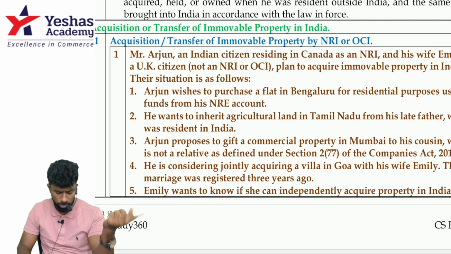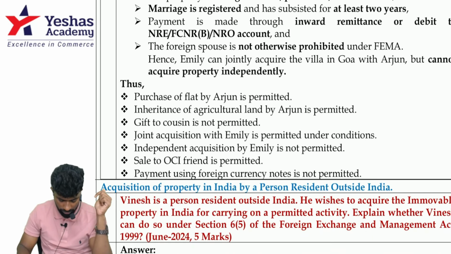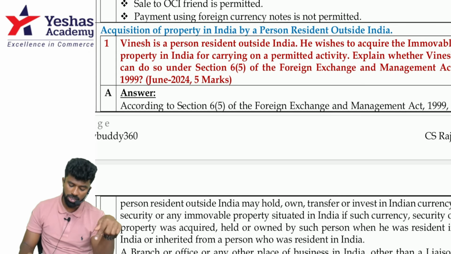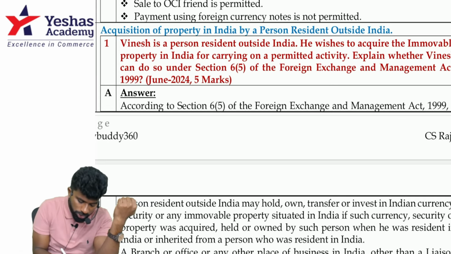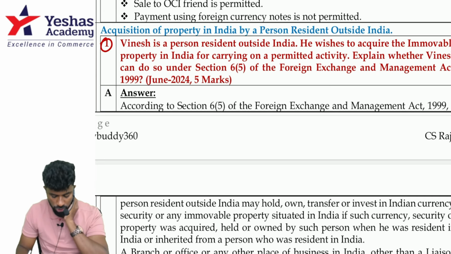Acquisition or transfer of immovable property where? In India. There is a question based on this. Next, acquisition of property in India by a person resident where? Outside India. Based on this, there is a question asked in June 2024 examination for 5 marks. What is the question? Read.